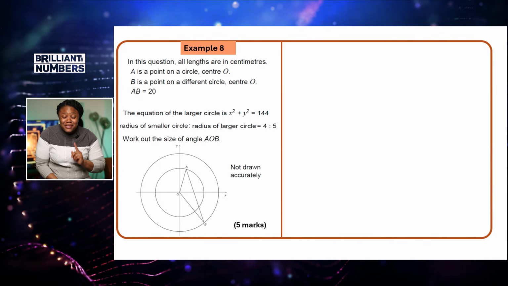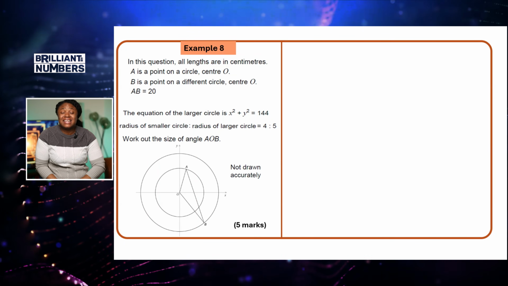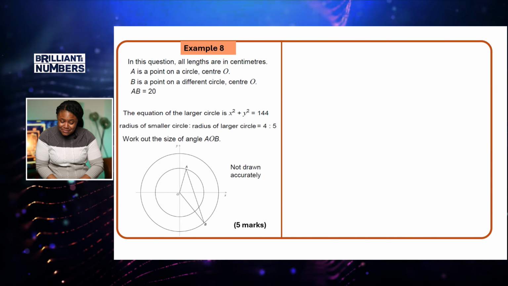Now this one is going to rely on the cosine rule. Yes, equation of circle can take in any context, any concept across mathematics. So we're going to do our final question, and then we're going to summarize. So now we are at question number 8. Beautiful question here. In this question, all lengths are in centimeters.